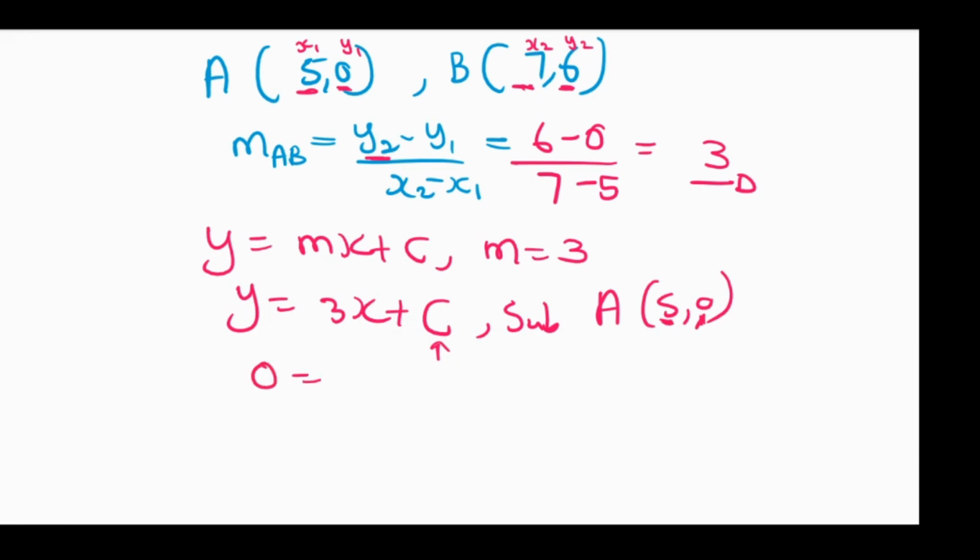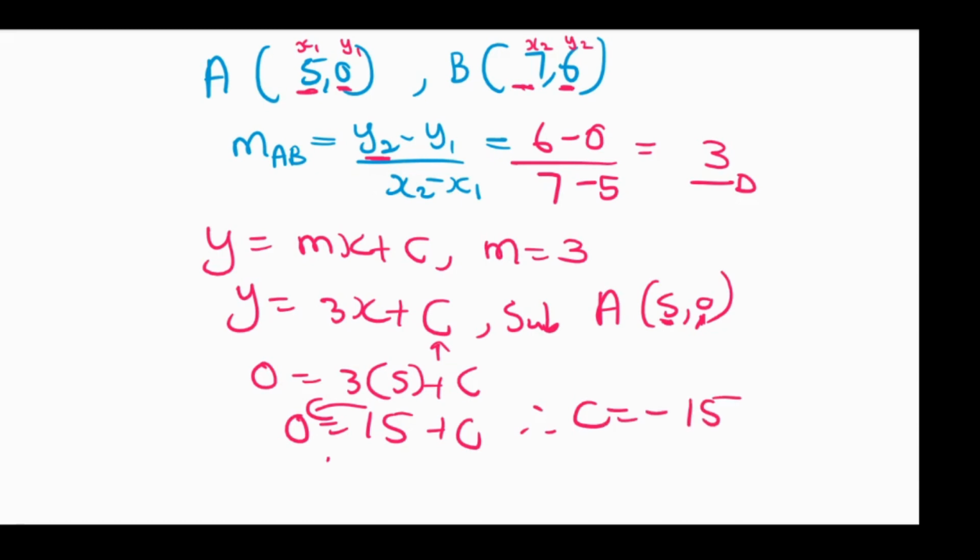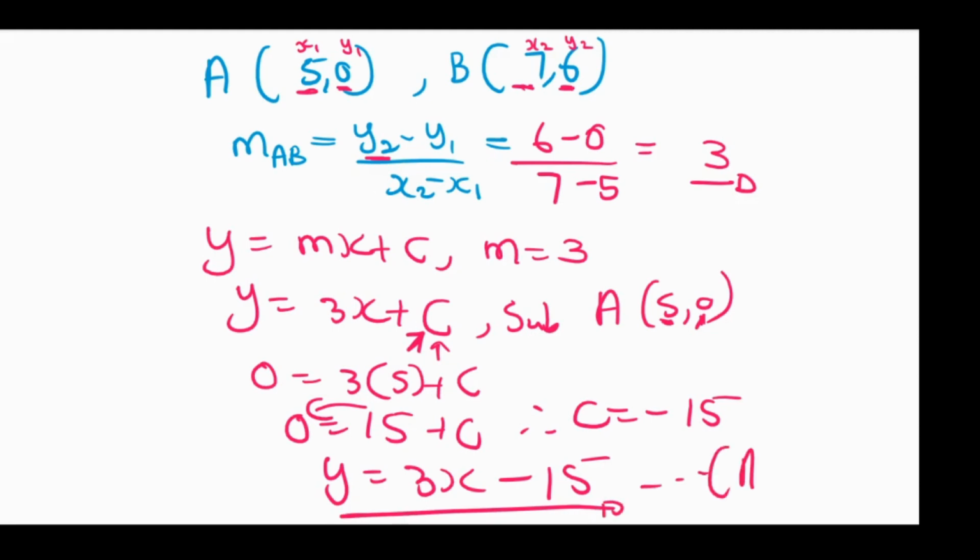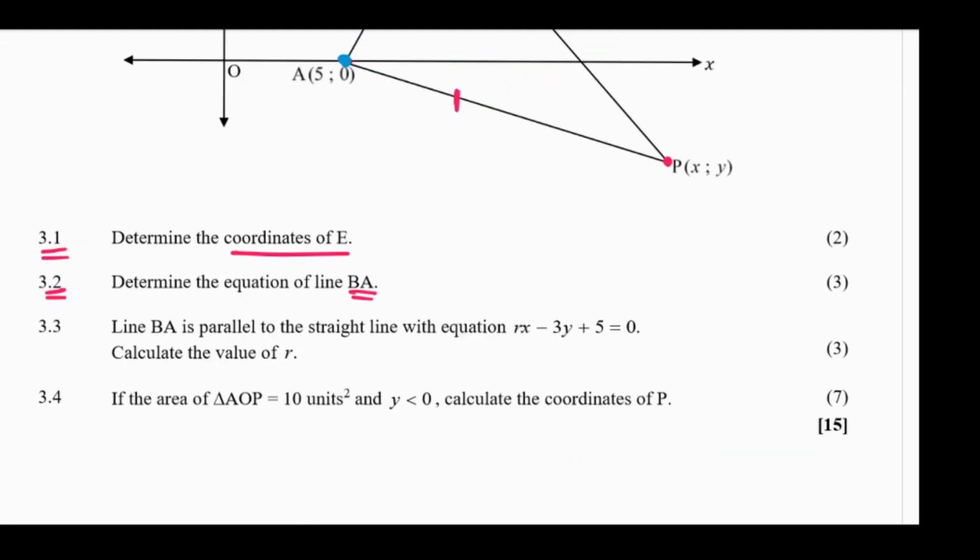So it's going to be 0 equals 3 times 5 plus c. So 0 equals 15 plus c, and then we transpose the 15 to the other side. Therefore c is equal to minus 15. So our equation is going to be y equals 3x, and instead of writing c here, we're just going to write minus 15. So this is our equation of AB.